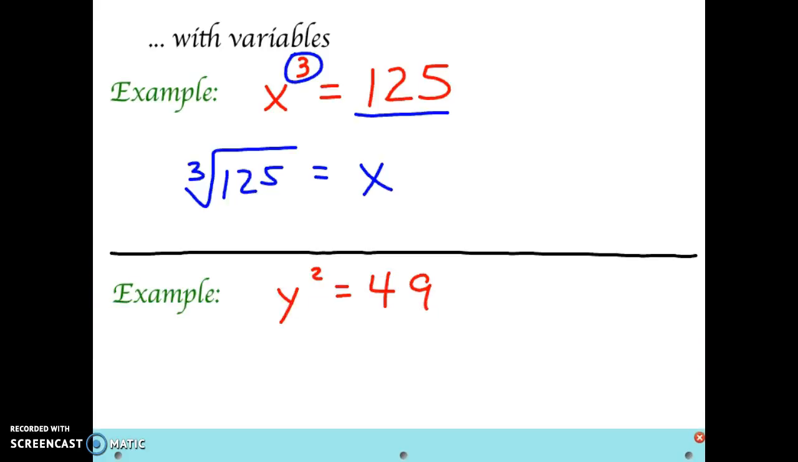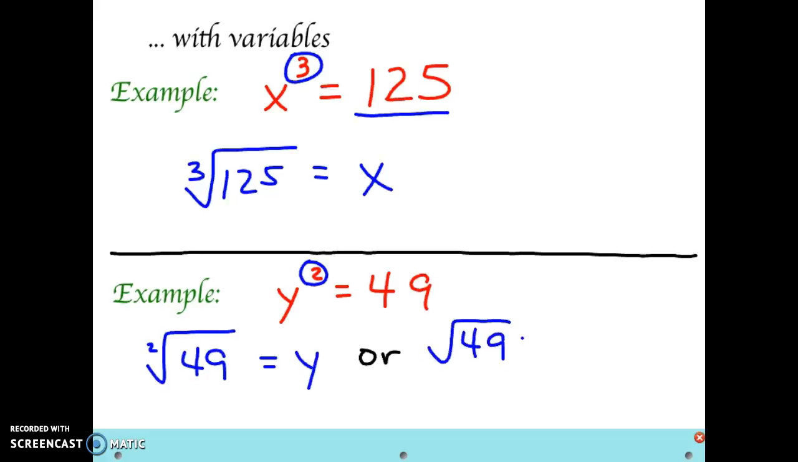Or for this one, once again, we start with our radical symbol. We got 2 for the index. The 49 will become our radicand. And the y, which was originally the base, will become the answer. Once again, since this one involved an index of 2, you're more likely to see it written as the square root of 49 equals y without the 2 for the index.